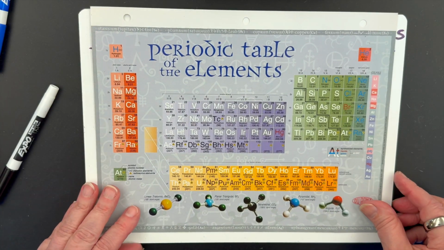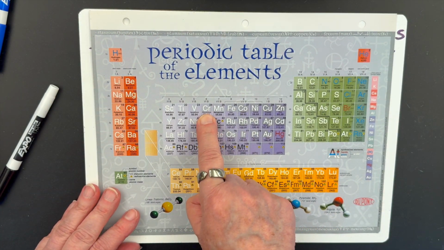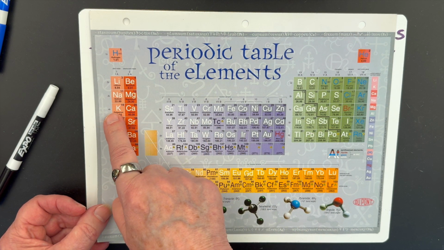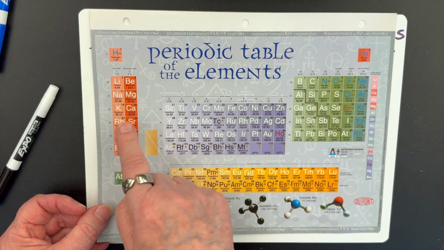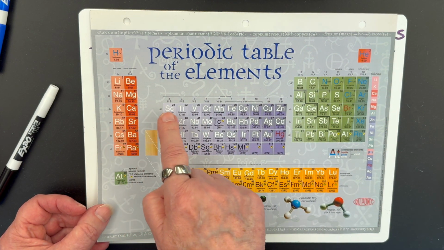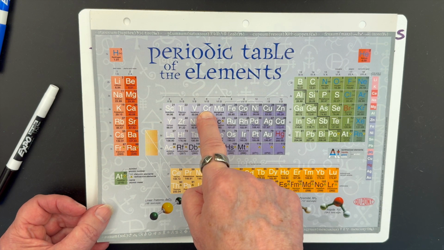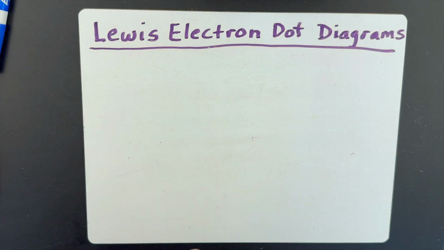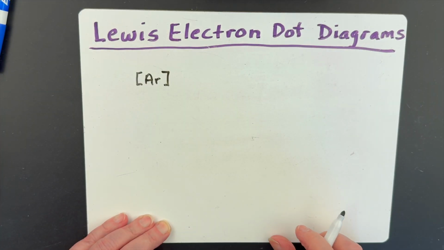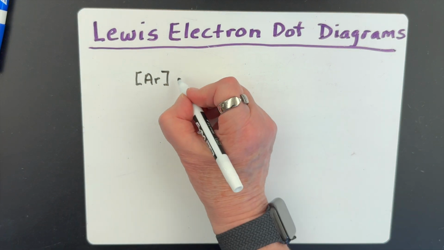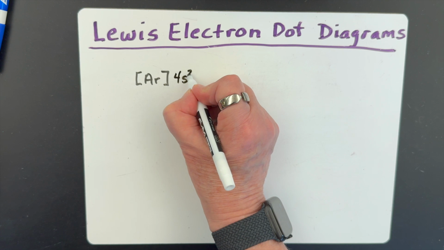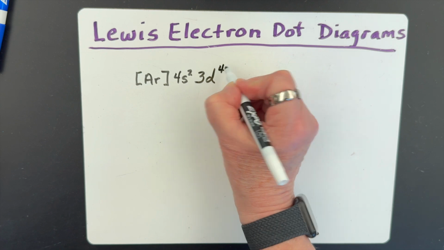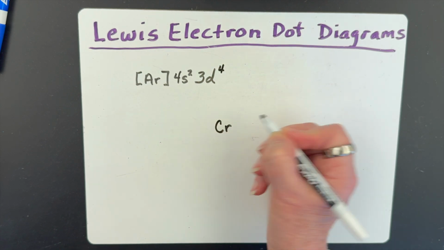Let's look at one from the middle. Let's look at chromium. Chromium has 24 electrons, and it is the same as argon plus 4s2 3d4. Remember, the D is back 1 level from the row it's on. So our argon had 18 electrons, and then in addition to that, we have 4s2 3d4. Our symbol for chromium is Cr.